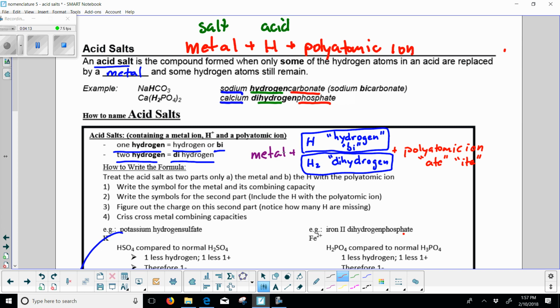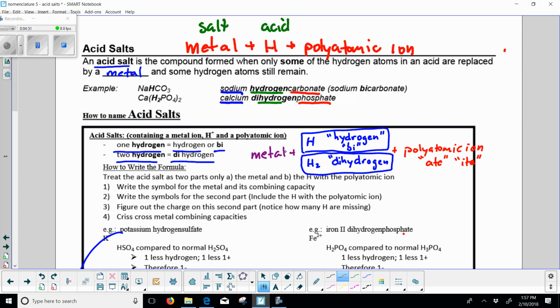So again, metal: if you've got one hydrogen, you can refer to the hydrogen as "hydrogen" or "bi," and then the name of the polyatomic ion. So for example, sodium bicarbonate or sodium hydrogen carbonate. Both of them would be okay.